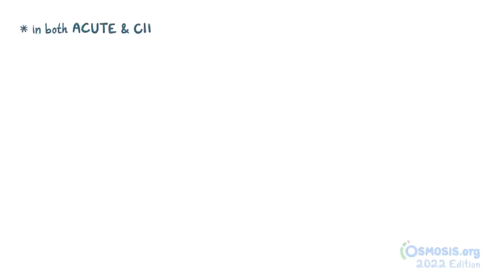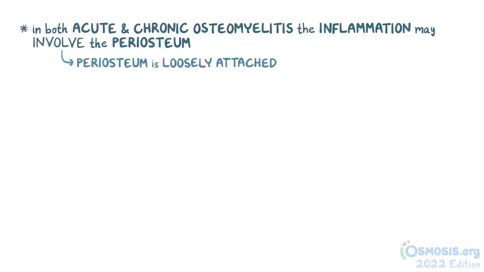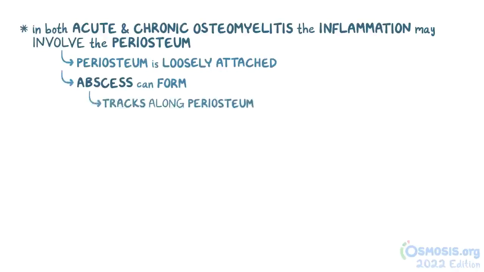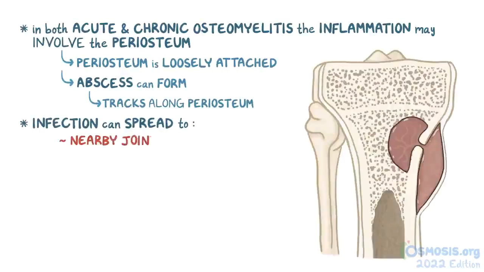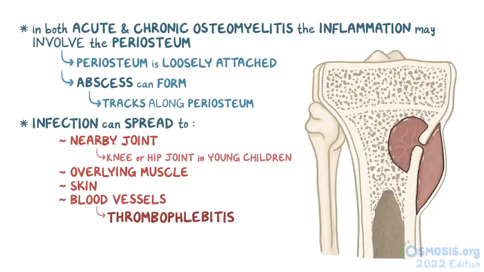Occasionally, in both acute and chronic osteomyelitis, the inflammation may involve the periosteum. The periosteum is loosely attached to the compact bone, especially in children, so the two layers can separate and allow an abscess to form between them. That sort of an abscess tracks along the periosteum, lifting it up away from the compact bone. The infection can also spread further to involve a nearby joint, particularly the knee or hip joint in young children, as well as overlying muscle, skin, and even get into the blood vessels, causing thrombophlebitis.